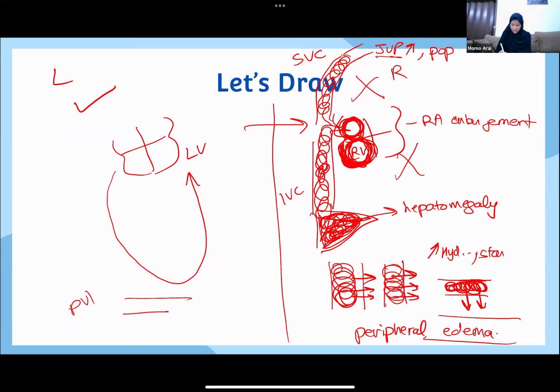For the left-sided, we said if left was not working, we had lung symptoms more because of this. So we had pulmonary edema and left atrial enlargement. So I'll just draw it so I can compare it. So usually we don't have right-sided, though sometimes it can cause right-sided heart failure if it's very bad, if it goes back all the way here. Okay.